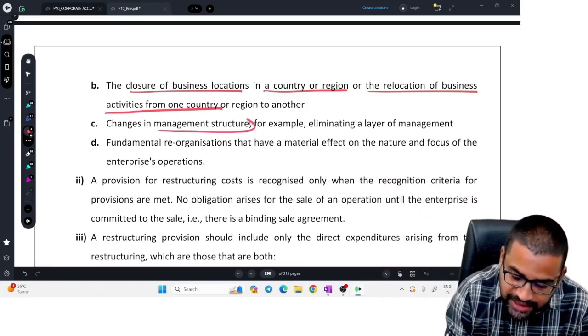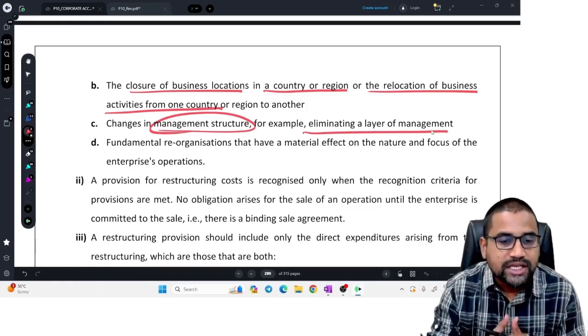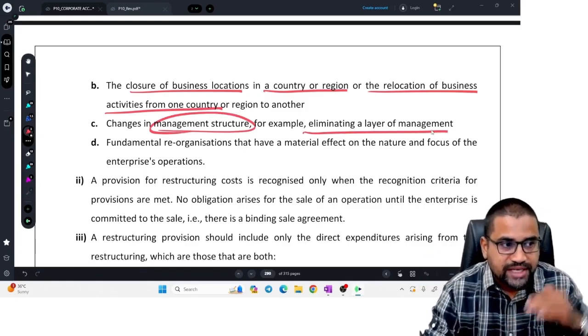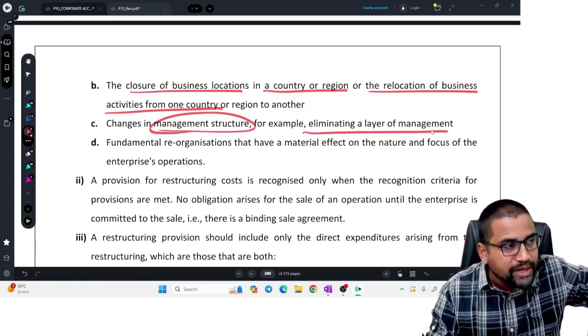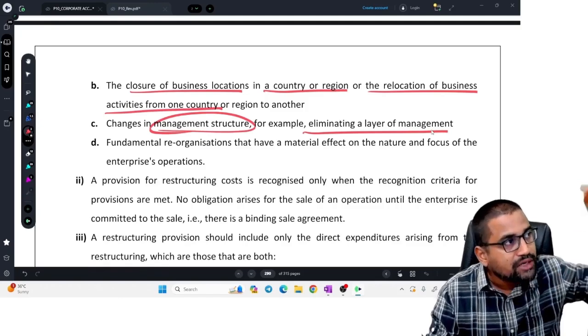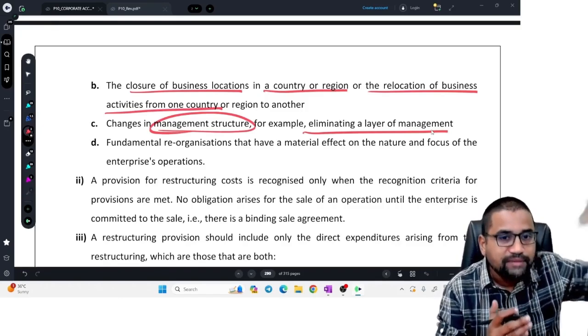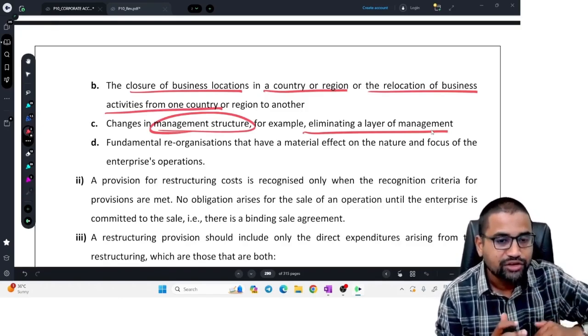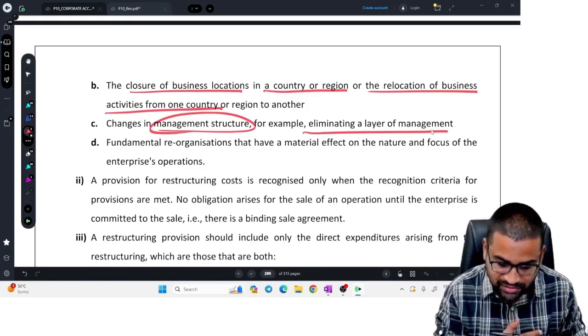Or changing the management structure, for example, eliminating a layer of management. Suppose we are making changes in the management structure. For example, we have top level, middle level, below level, executive level. So we want to eliminate the middle level, directly the top level and below level. Like that, in management structure, we want to bring changes.